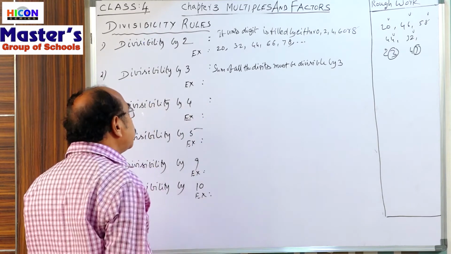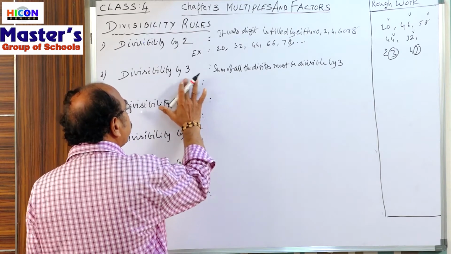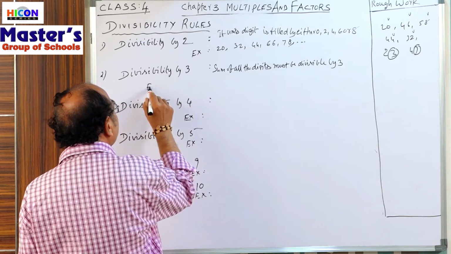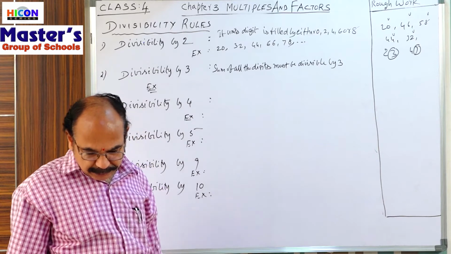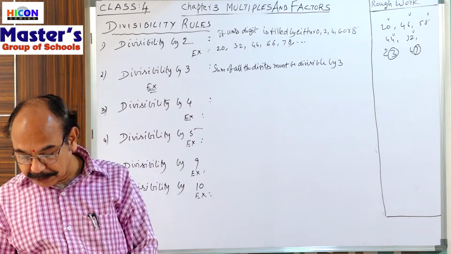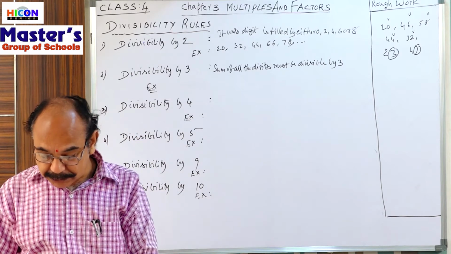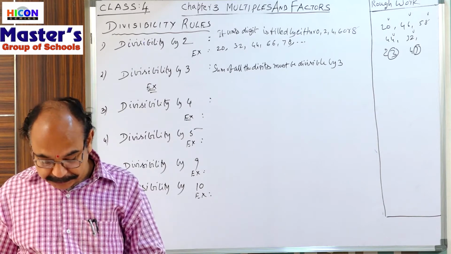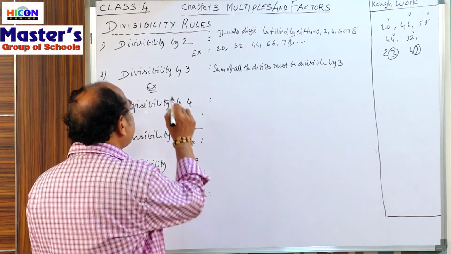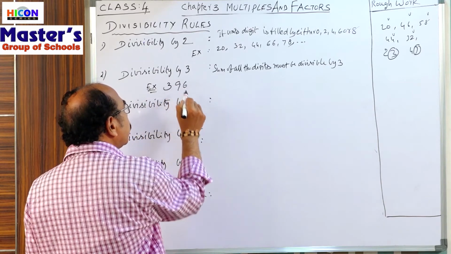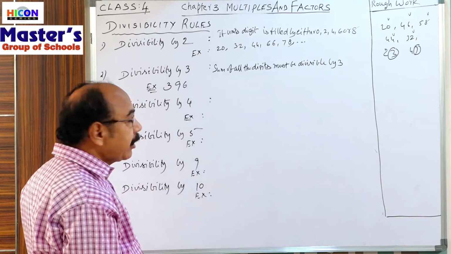Suppose, for example, you see children here. Let us take one example of divisibility by 3, one example you can give. That is, see children here, 3 9 3 9 6. Whether it is divisible by 3 or not, let us check.